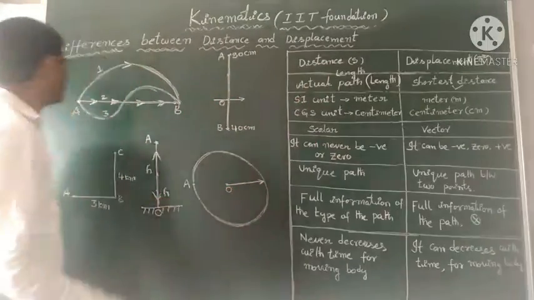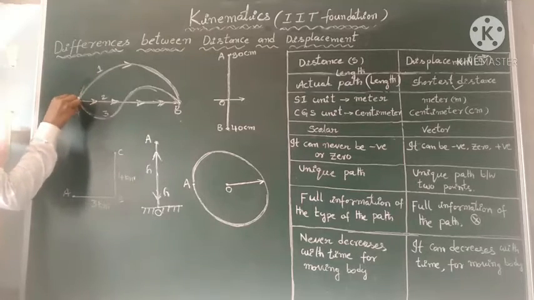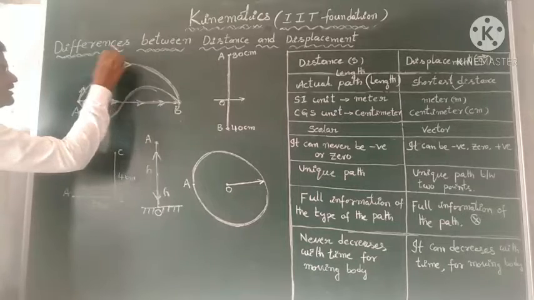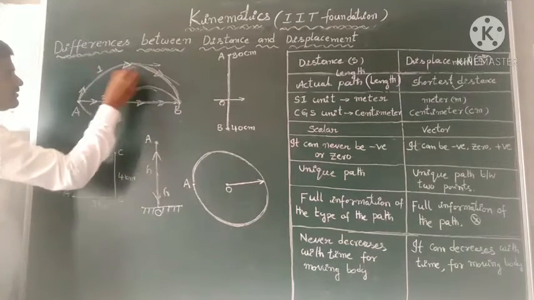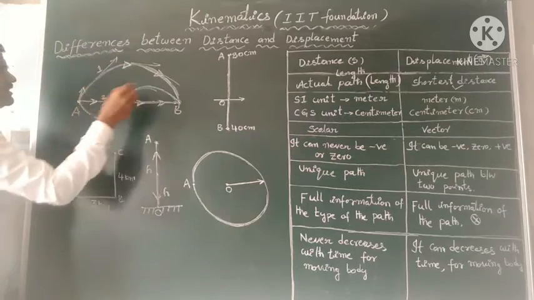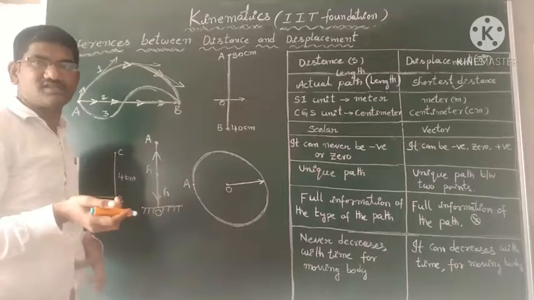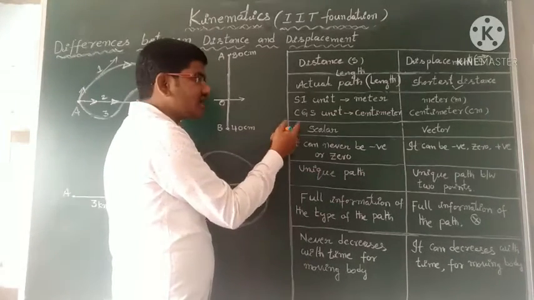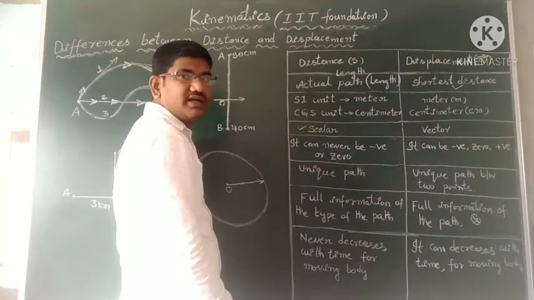You cannot say the direction. Here, this is the direction at the starting instant. Just draw one tangent there, that is the direction. And here this is the direction. Everywhere you draw a tangent, the direction is changing. So we cannot say the direction for distance. It has no direction, it has only magnitude. That's why it is a scalar physical quantity.